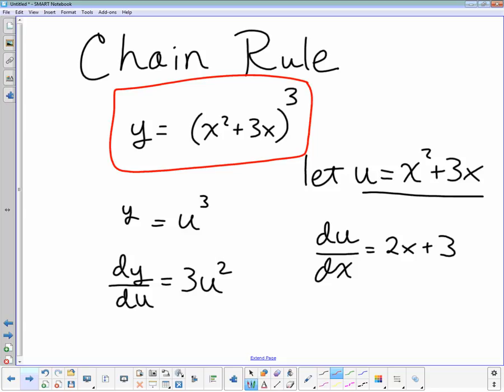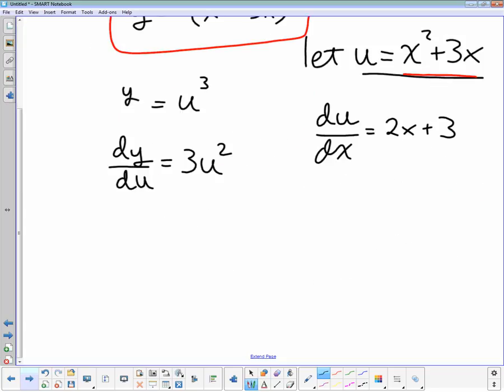We're looking at the outermost wrapper as a cube. And then the innermost piece is actually a sum. It's a sum of an x squared, which is a power, and 3x, which is a multiplication. Now, we have these two. So what I'm really looking for is the derivative of y with respect to x. And here's how we do it. And this is why Leibniz notation is so powerful.